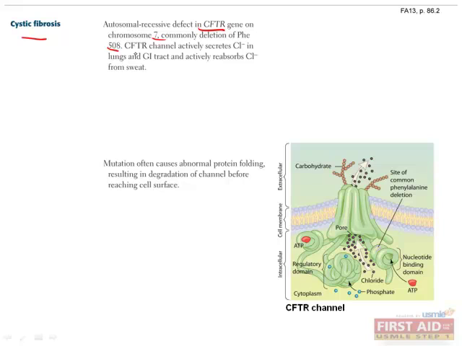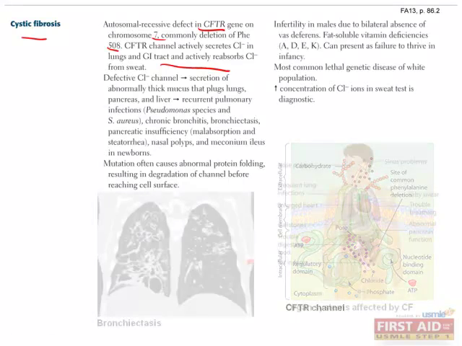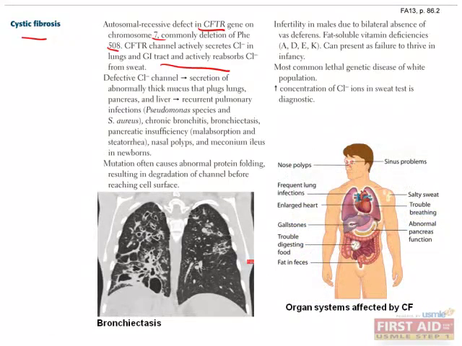CFTR codes for a chloride channel, which actively secretes chloride in the lungs and GI tract and actively reabsorbs chloride from sweat. Since water follows solute across membranes, the inability to secrete chloride results in thicker mucus plugs in the lungs, pancreas, and liver, which can block pancreatic secretions and permit pulmonary infections, especially by Pseudomonas and Staph aureus.